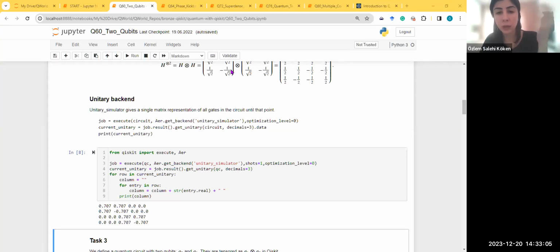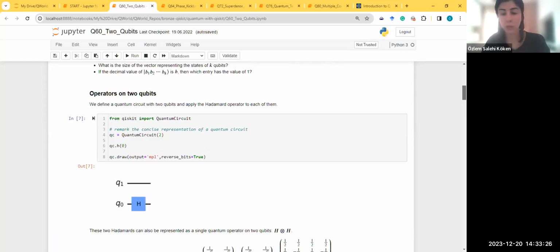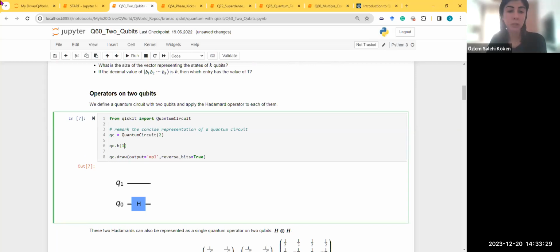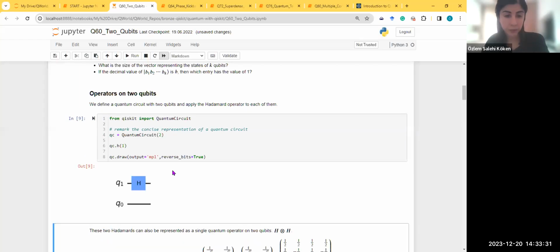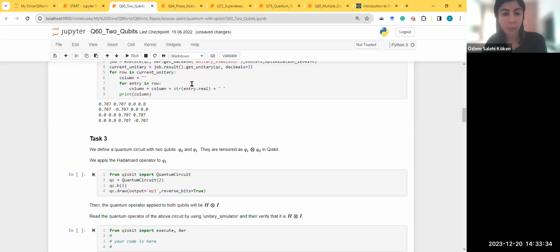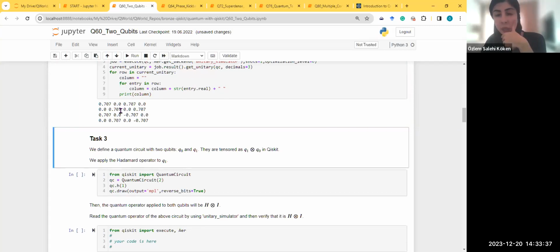And the other answers are correct in form, but in this case it's not H tensor I, it's I tensor H. They're different. Let me show you H tensor identity. If we had applied Hadamard on qubit number 1, then this is now H tensor identity. So it's different.